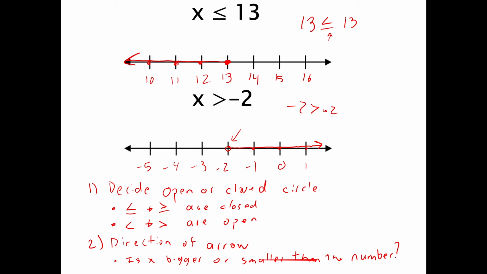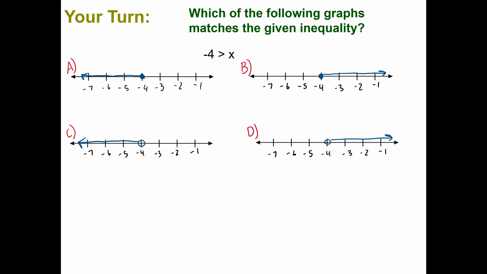So now I'm going to give you a chance to try it out on your own. If you're watching this on YouTube, take a second and pause. But if you're one of my students, this should pause automatically. What I want you to do is choose which of these 4 graphs, A, B, C, or D, represents the inequality up here. -4 is greater than x. So take a second and answer, and I'll tell you the solution in just a moment.